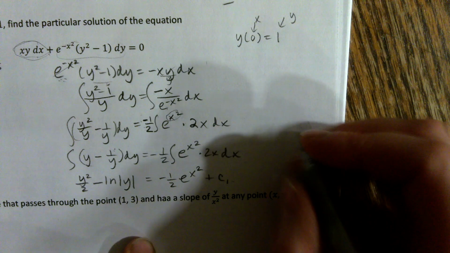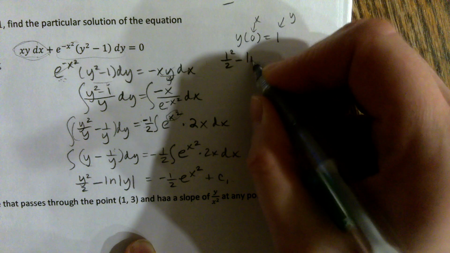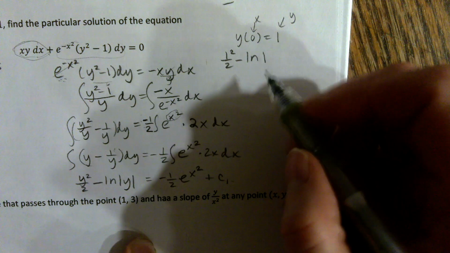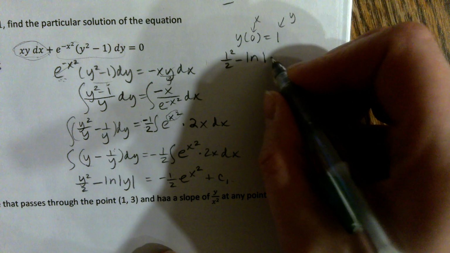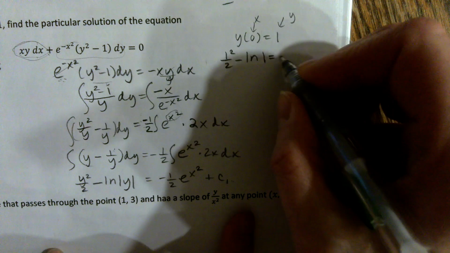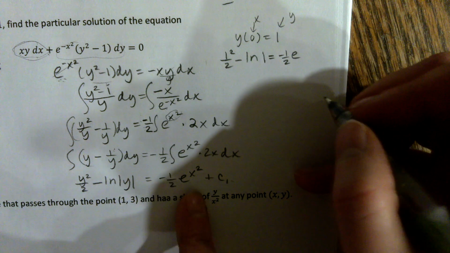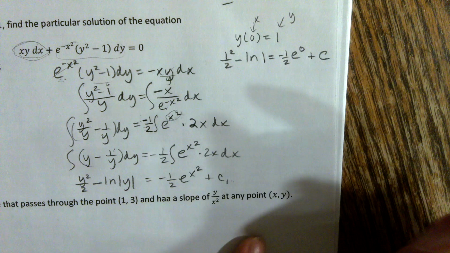So y squared over 2 would be 1 squared over 2 minus natural log of 1. And that's basically saying e to what power equals 1? Well, that's just going to be equal to 0. So I know that already. And then I'm going to have a negative 1/2 e to the, this will be 0 squared power, so 0 power, and then plus my constant. I'm just going to call it c.